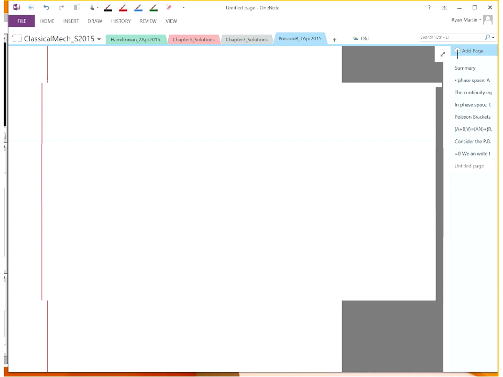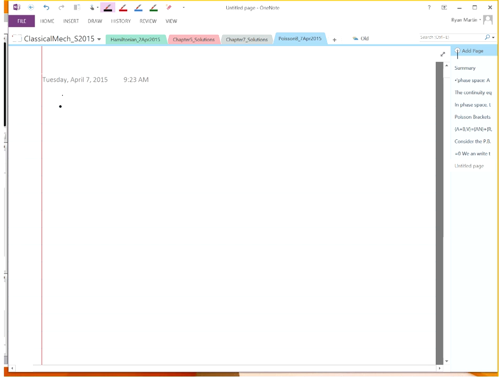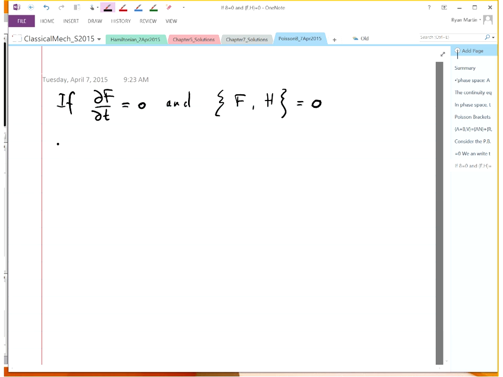So in particular, if ∂f/∂t is equal to 0, so the function f doesn't depend explicitly on time, it doesn't have t's in it, and that function has a Poisson bracket with the Hamiltonian of 0, then f is a constant of motion.